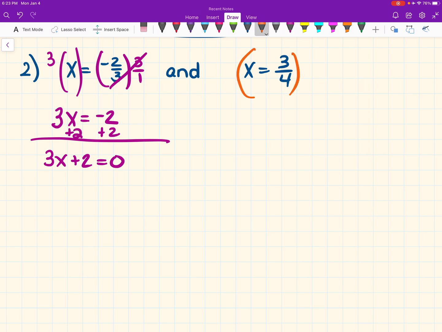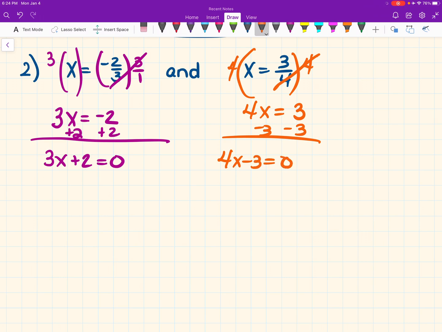So in this one, we need to clear the fraction by multiplying both sides by 4. So 4x, the 4's cancel out, equals 3. In order to use the zero product property, it needs to be equal to 0, so we subtract 3. So now we have 4x minus 3 equals 0. Bring them together, and we do 3x plus 2, and then 4x minus 3.